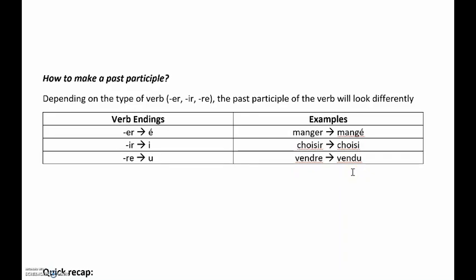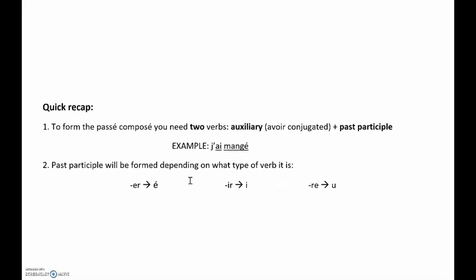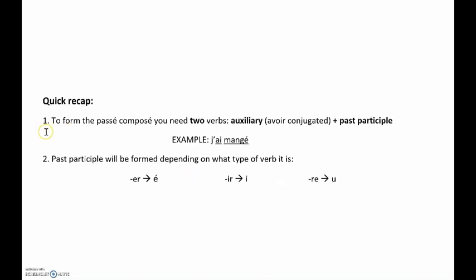Okay, so again, conjugating avoir, we should be okay with that, but this is new. So please make sure that you copy this chart down. You need to know how to form past participles depending on the type of verb it actually is. So a little bit of a quick recap before I give you some exceptions, because we always know there's exceptions in French. Basically, to form the passé composé, you need two verbs. You need to have your auxiliary verb, which in this case is going to be avoir conjugated, and then you need to have your past participle.